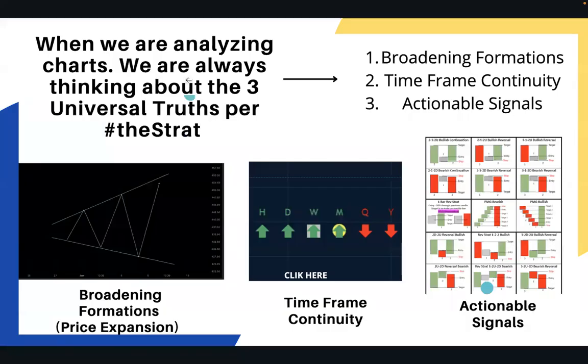So when we're analyzing charts, we're always thinking about the 3 universal truths: Brownian formations, time frame continuity, and actionable signals. This can be applied to any time frame. If you're a scalper playing intraday timeframes, you can get away with the day being green and the hour being green. You can have full time frame continuity on the intraday timeframes and play that intraday setup. But if you're looking to swing trade, mainly what you need to see is full time frame continuity on the higher time frames as well: the year, the quarter, the month, the week.